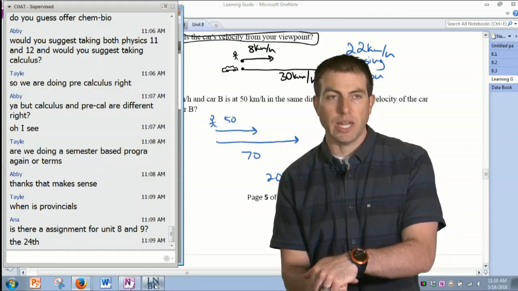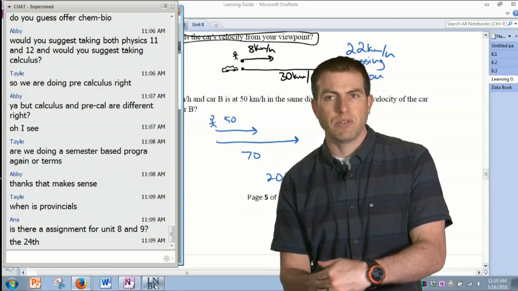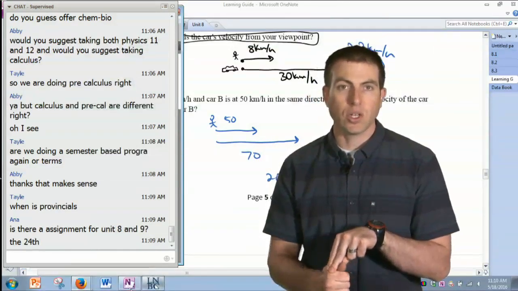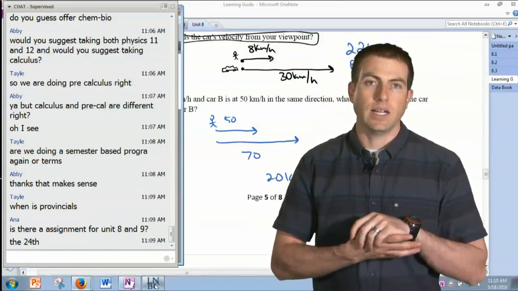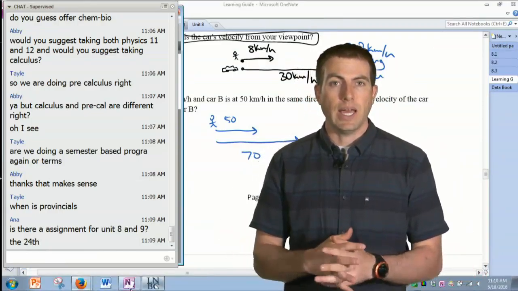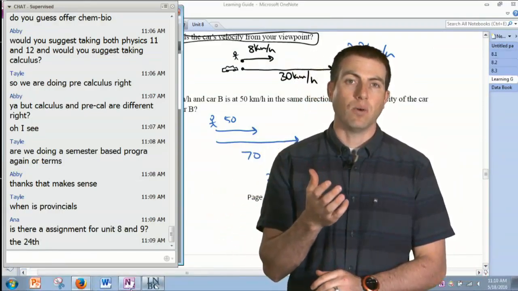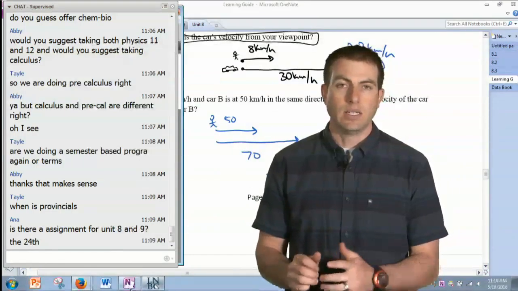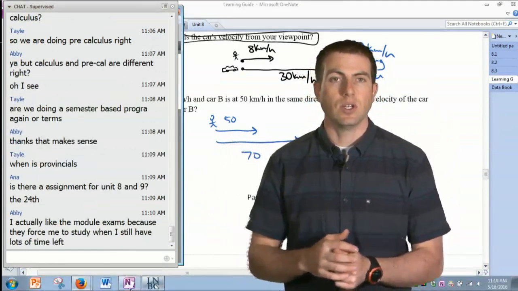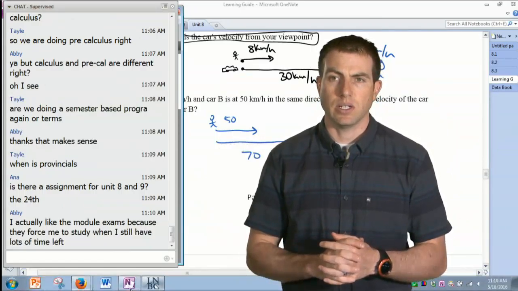Is there an assignment for Unit 8 and 9? We'll probably do one assignment for Unit 9. On June 8th, we're going to go to KSS. And if you come to KSS on June 8th, we're going to do a lab. And that will count for your assignment for Unit 8 and 9. If you don't come, then I'll give you one to do online. So it gives everyone a chance to do it.